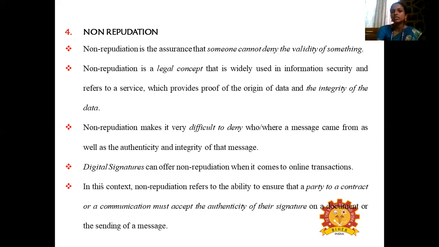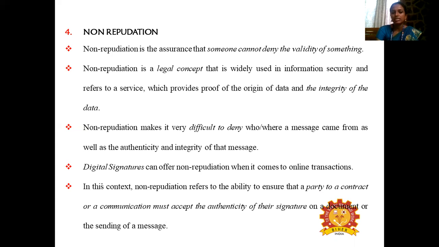It is the assurance that someone cannot deny the validity of something. Non-repudiation is a legal concept that is widely used in information security and refers to a service which provides proof of the origin of data and the integrity of the data. Non-repudiation makes it very difficult to deny who, where a message came from, as well as the authenticity and integrity of that message. Digital signatures can offer non-repudiation when it comes to online transactions.